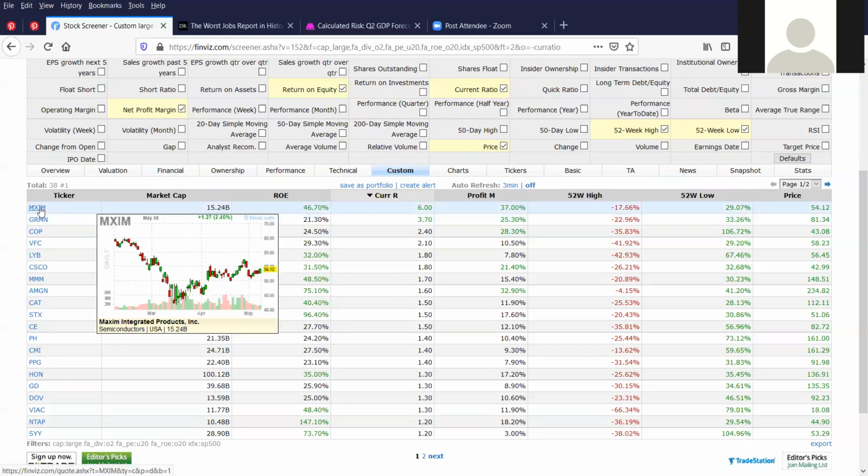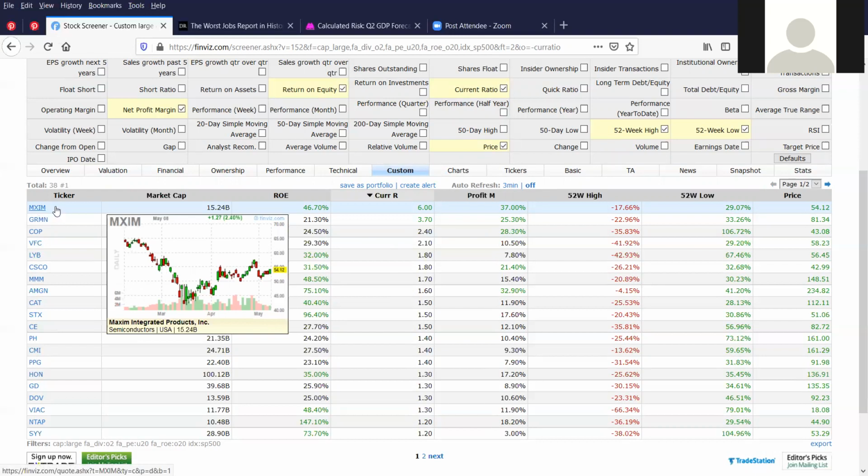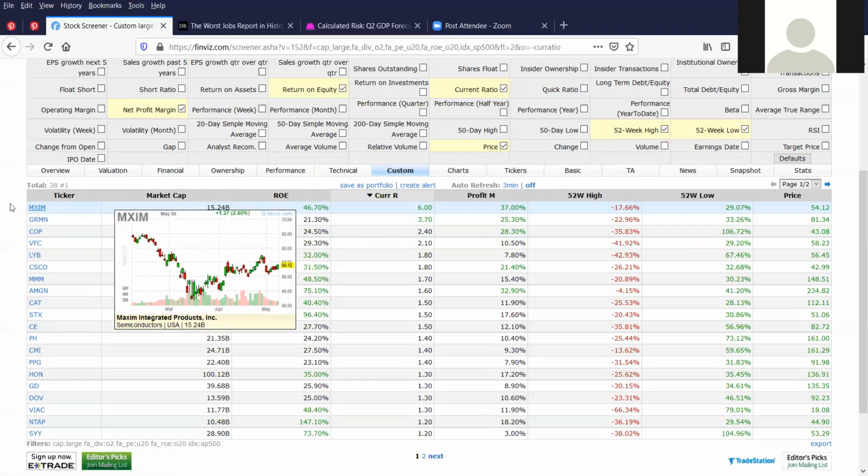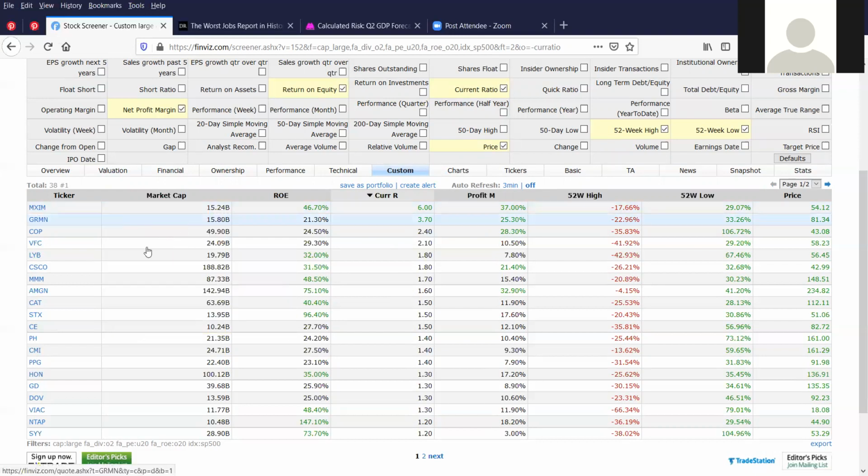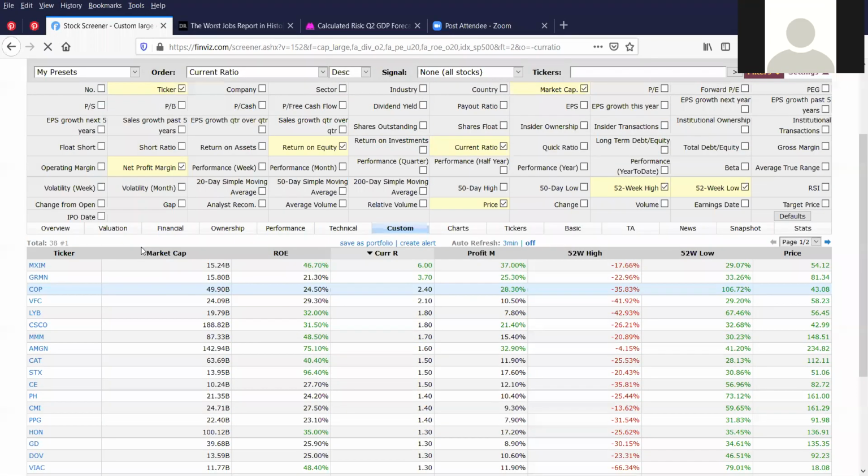a little box appears. It gives you a chart for the last 3 months, the sector and industry, the market cap, and how it performed today. Over here, this is the white box that I'm moving right now. That's very useful. Finally, and yes, there's a lot of information here.